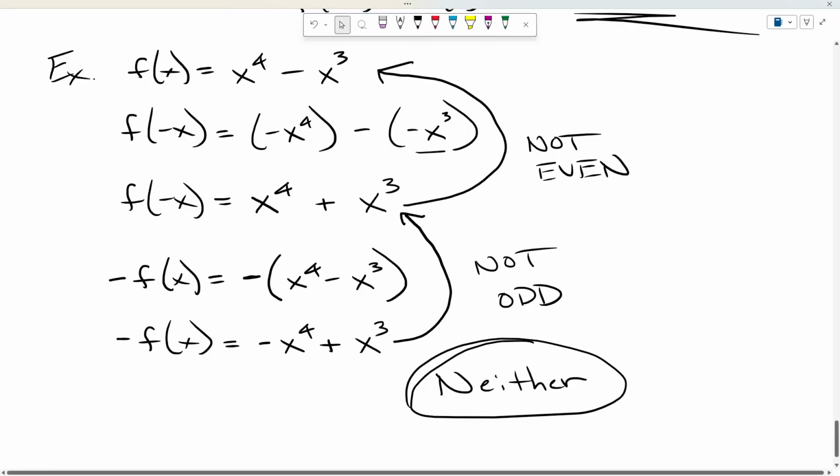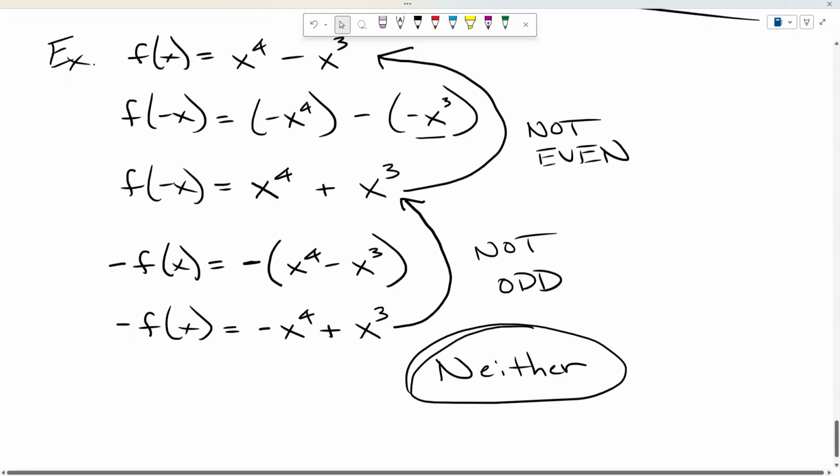And we can also determine even and odd from a graph as well, without necessarily having to do the f of negative x. We can determine it from a graph. And the graph of an even function, we'll start there. Start with an even function first. The graph of an even function is symmetric with respect to the y-axis.